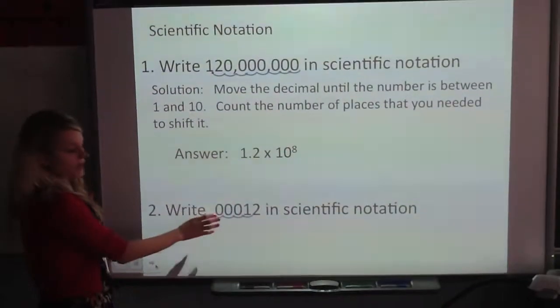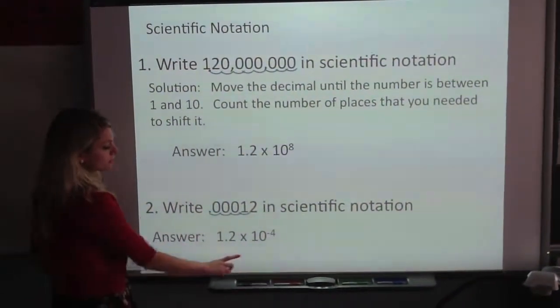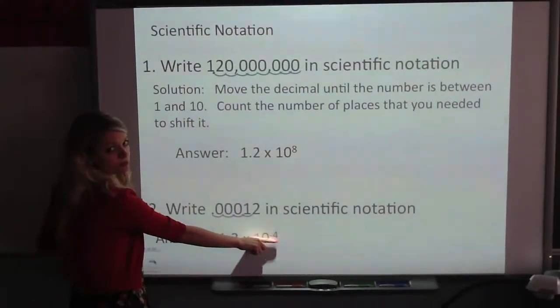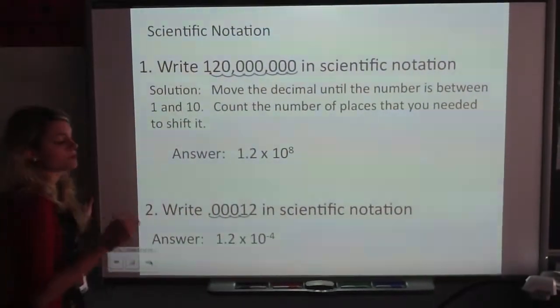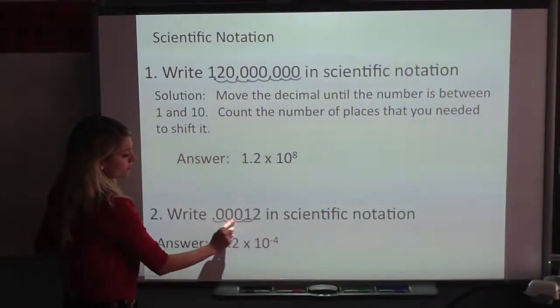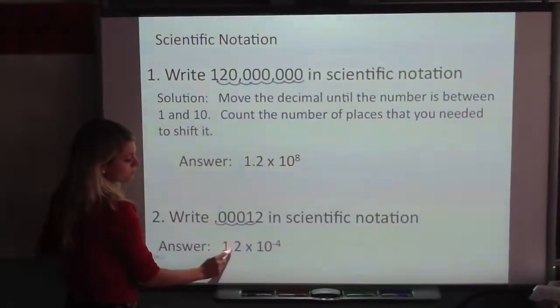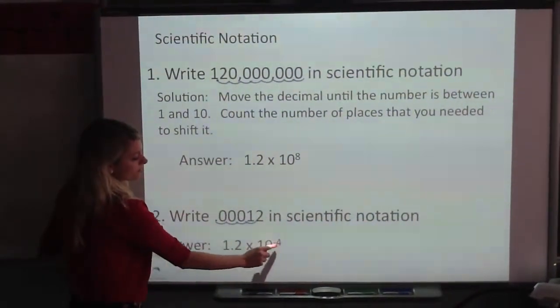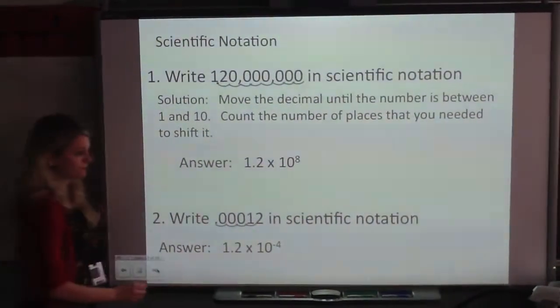But if you remember, when we have a really small number as opposed to a really big number, our exponent is going to be negative. So when we have a negative exponent in scientific notation, that tells us that our number is really small. Again, our number was 1.2, right? Because that's where we had to move our decimal point, so it was bigger than 1 and less than 10. So 1.2 times 10 to the power of negative 4, because I moved it over 4 spaces.